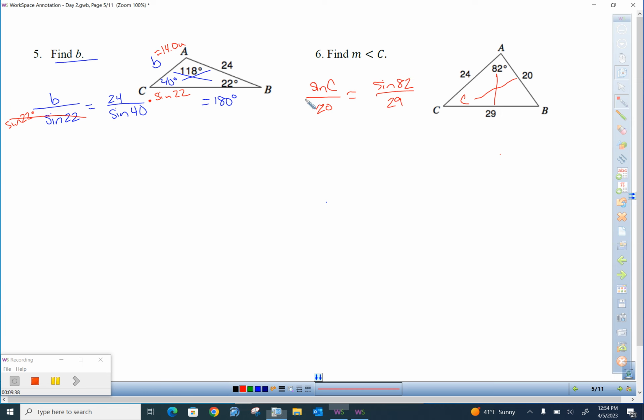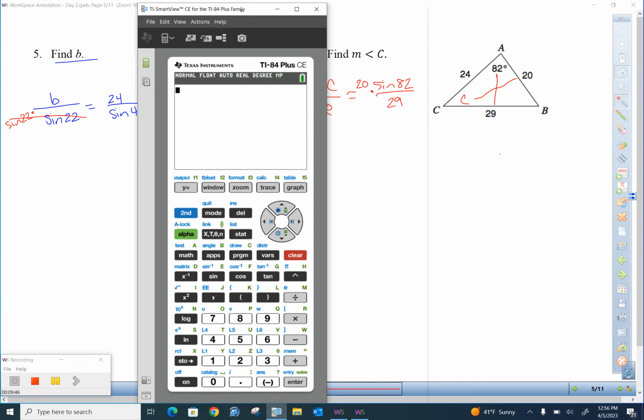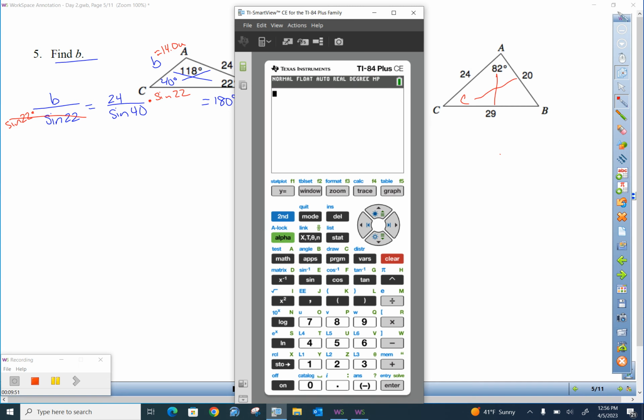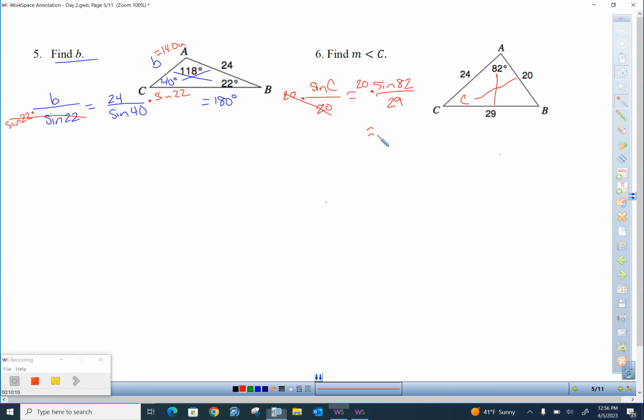Still solving for C, so I can move that 20 over. I like to put it in the front for these ones just because extra parentheses can be avoided that way. So that is 20, then sine 82. Okay, we have to close it again or hit enter before dividing. And there's just a regular 29 on the bottom. Now this is pretty messy, but I'm going to write it down so we can see what's going on.